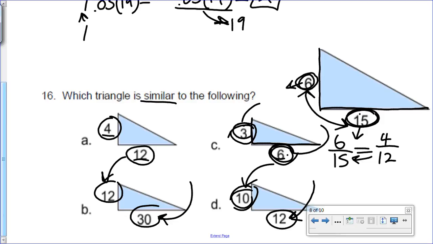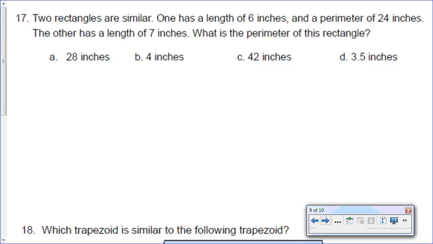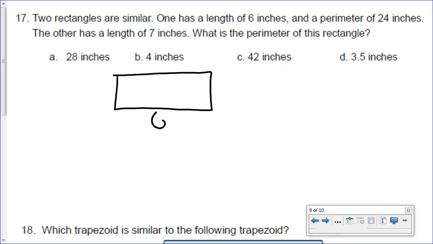So hopefully that's enough on that one. Okay, so two rectangles are similar. One has a length of 6 inches and a perimeter of 24 inches. The other has a length of 7 inches. What is the perimeter of the rectangle? Okay, so two rectangles are similar. One has a length of 6 inches. So we know it's a rectangle. We know it has a length of 6 inches, which means it has two sides that are 6 inches. Perimeter of 24 inches.